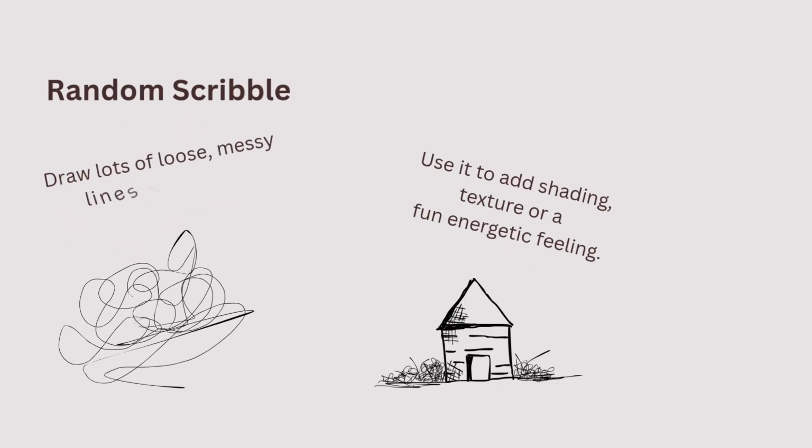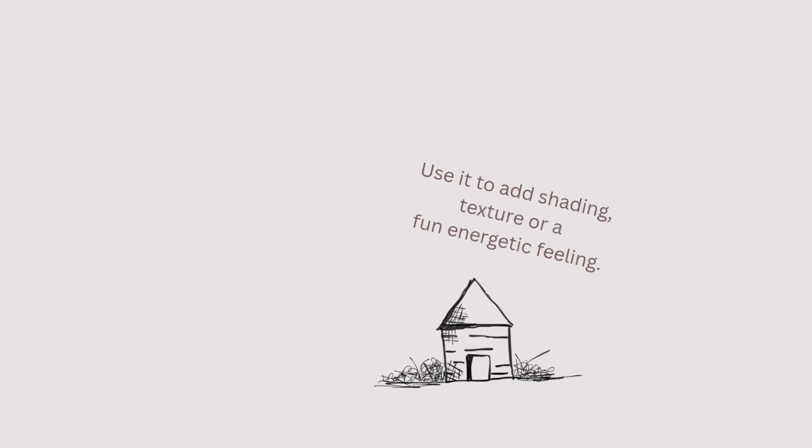We have reached the wild child of the sketching techniques. This is random scribble. Draw lots of loose, messy lines that go in all directions. If my sister, who's younger than me, was a sketching technique, I would call her random scribble because she is fun, full of energy, a little bit all over the place, and absolutely gorgeous. Random scribble can be used to add shading, texture, or a fun, energetic feeling. So I added it to describe and maybe imply some bush, plants, something going on to kind of ground the house. I use it a lot in backgrounds, and it's just a really, really fun technique to let loose.